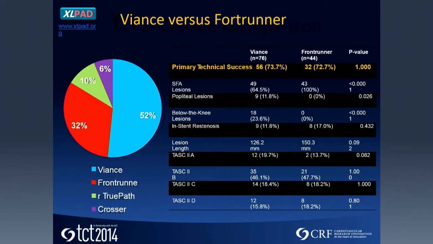So let's look a little bit at the data of the Viance versus the Forerunner. That's from the XLPAD. You can see the technical success was 73%, very similar between the two devices. The Viance was used more below the knee and toward popliteal disease. But again, they look to be similar. The failure rate is about 25% with these devices.